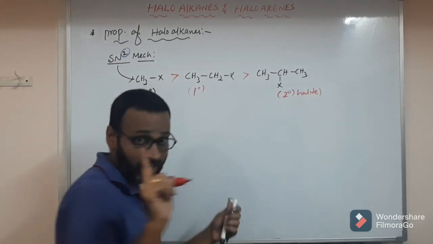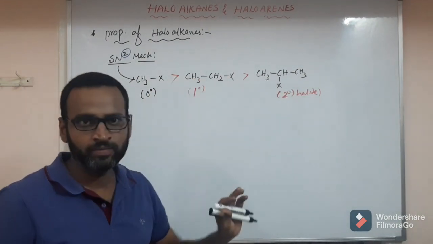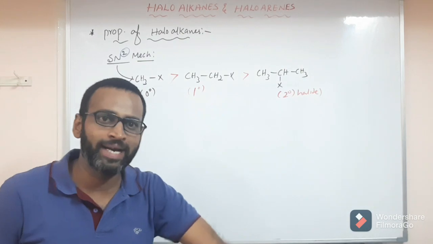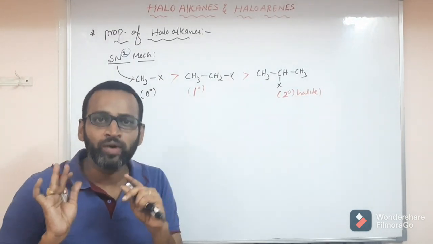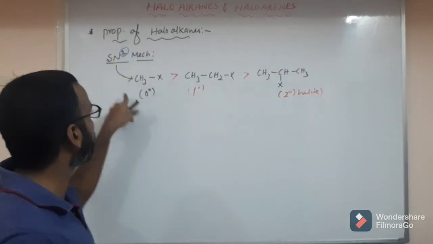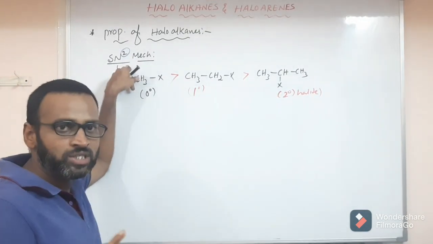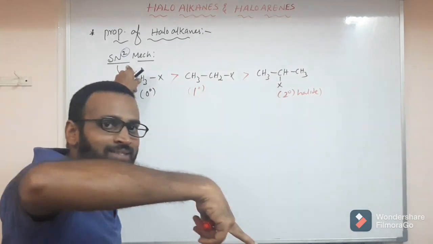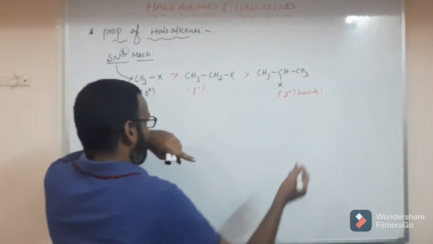For the same halide I am comparing. Remember, if it is bromine, this is bromine, this is also bromine. Among all kinds of alkyl bromides, methyl bromide is the most reactive towards SN2, meaning through formation of a transition state, the nucleophile approaches from the back side so that X will go from the front side. This is the most important thing.